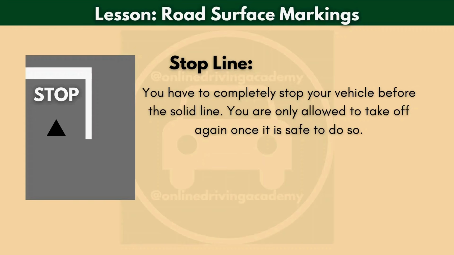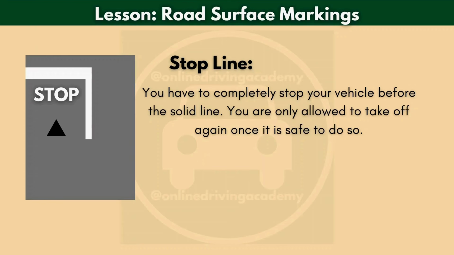You have to completely stop your vehicle before the solid white line, and you are only allowed to take off again once it is safe to do so. So what does that mean? It means that once you arrive at the stop sign, you have to stop before these white lines, right? You're not allowed to go on the white line, and you're not allowed to go past that white line and then stop. You have to stop before the white line.